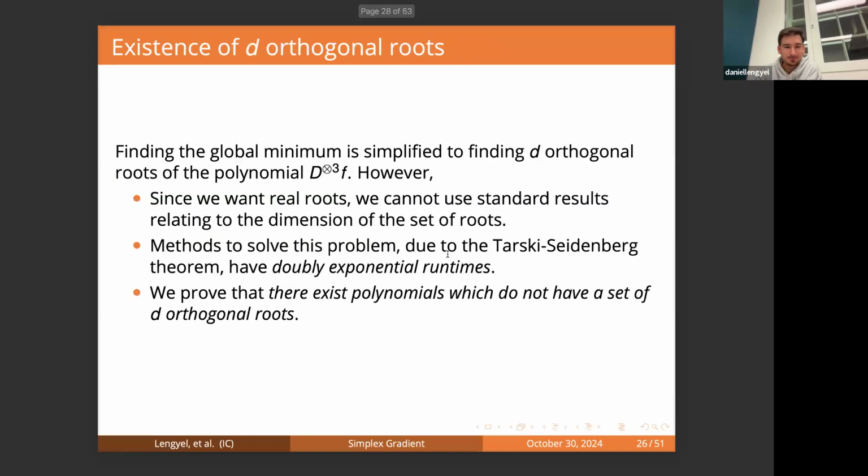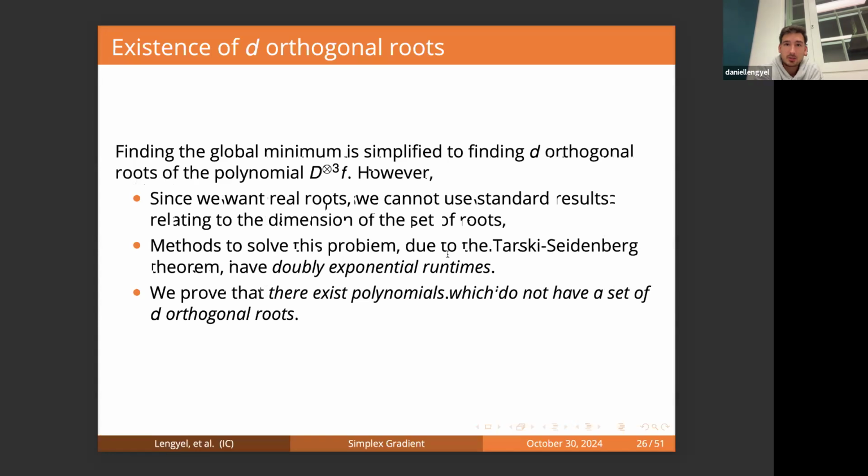So what gives? As we've said, this problem simplifies to finding the orthogonal roots. Since we want real roots, and maybe some people are familiar with this from algebraic geometry, if you work over algebraically closed fields, you would find these roots if you made the right assumptions. Over complex numbers you could. But since we have real roots, this is not guaranteed. We cannot guarantee that we can find the orthogonal roots. That doesn't mean they don't exist, but we can't guarantee them.